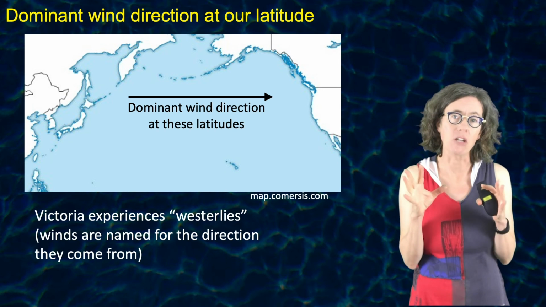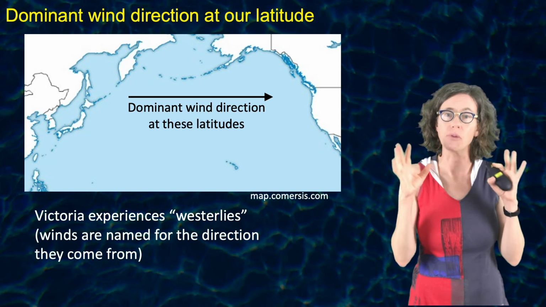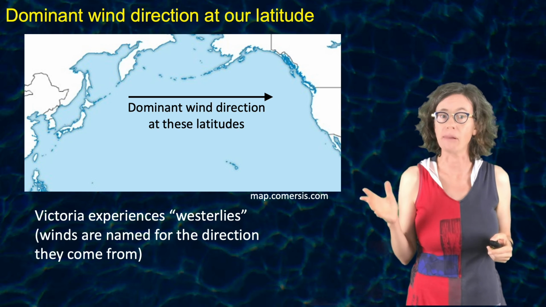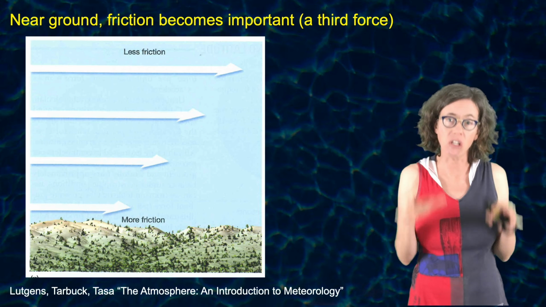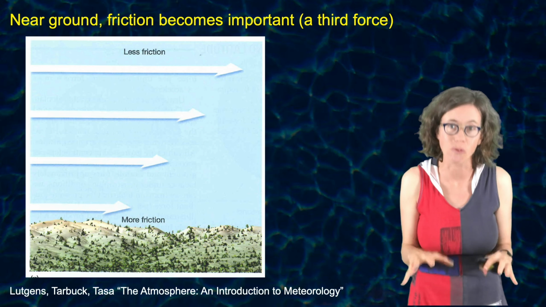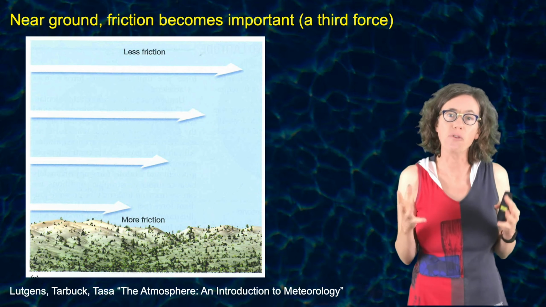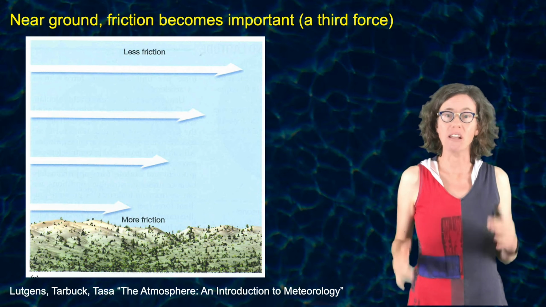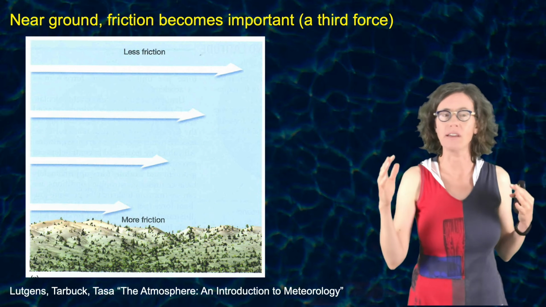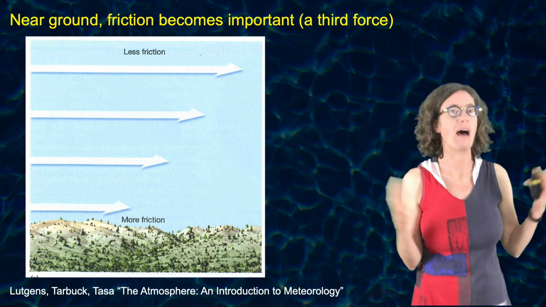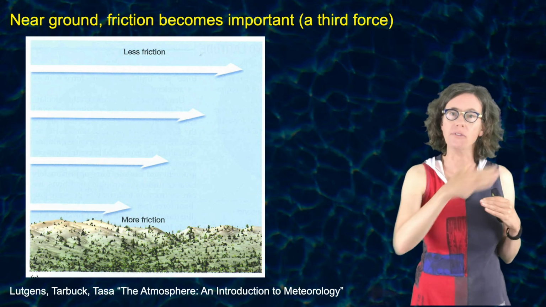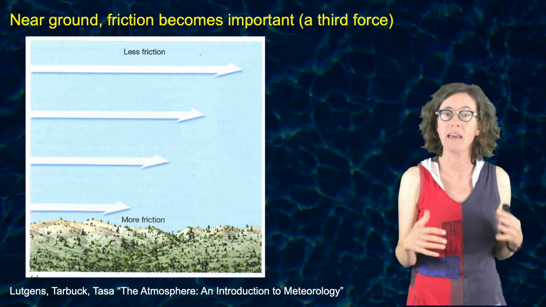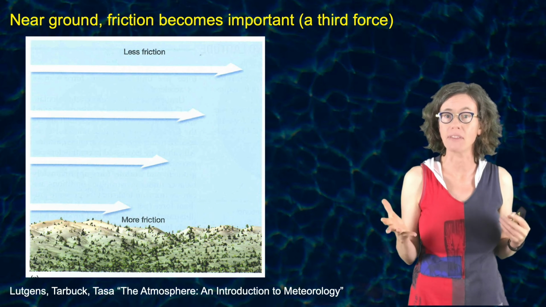Now, mostly what we've been talking about so far is what happens with wind direction up aloft away from the surface of the planet. And that's because when we get close to the surface of the planet, close to the ground, then there's a third force that we have to think about, and that's friction. So imagine a bumpy surface. We've got forests and buildings and hills and mountains, and as the wind blows over it, that roughness slows it down. It creates friction, and that's a third important force that we have to think about.